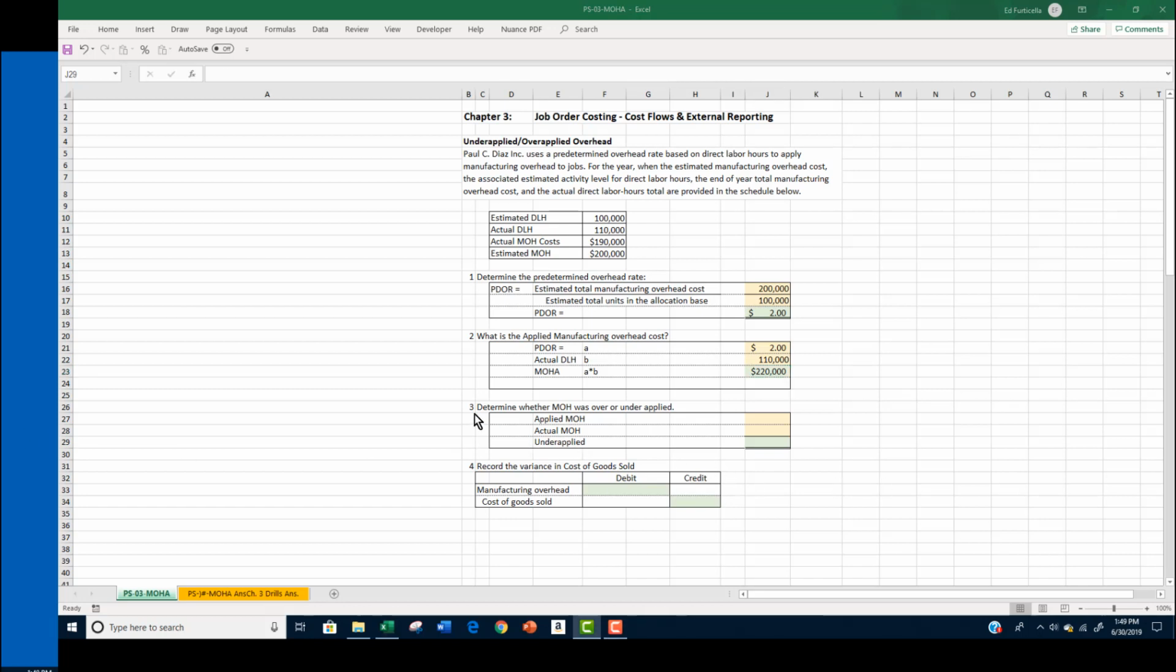Next, we'll determine whether the manufacturing overhead was over or underapplied. The actual manufacturing overhead for the period was 190,000. Our applied manufacturing overhead was 220,000.